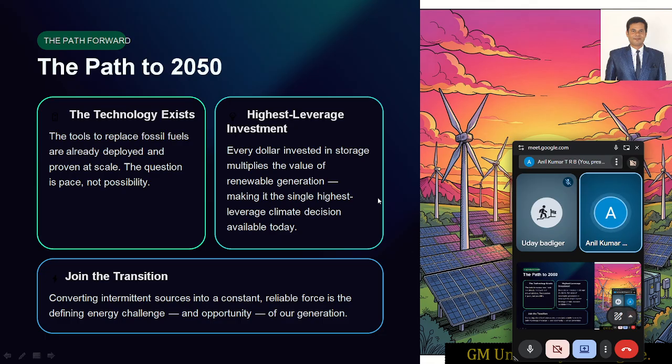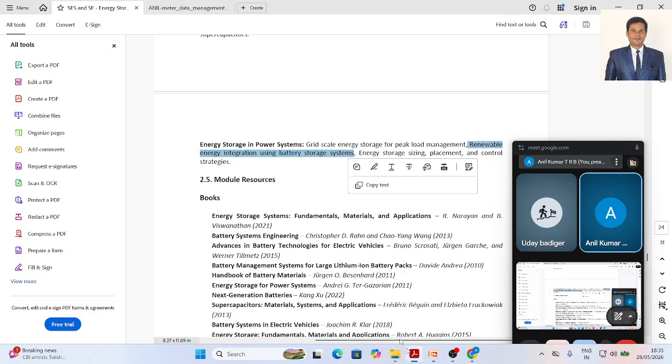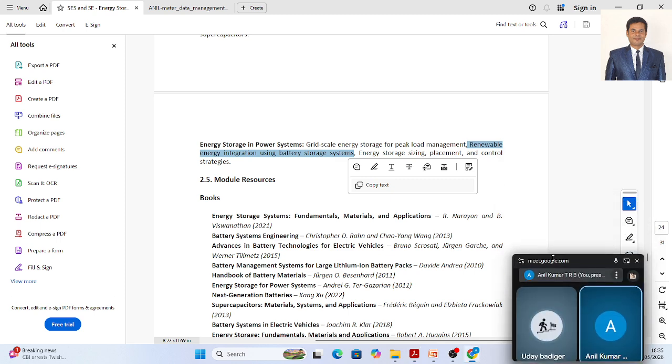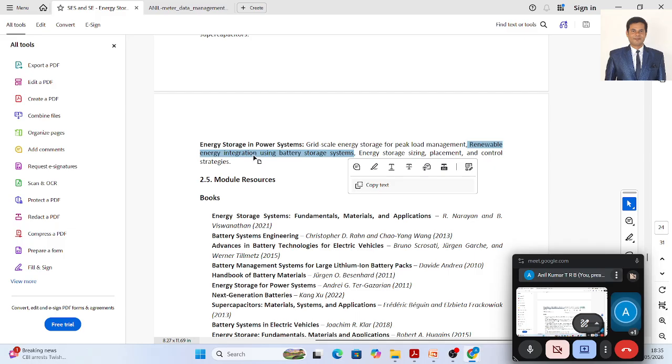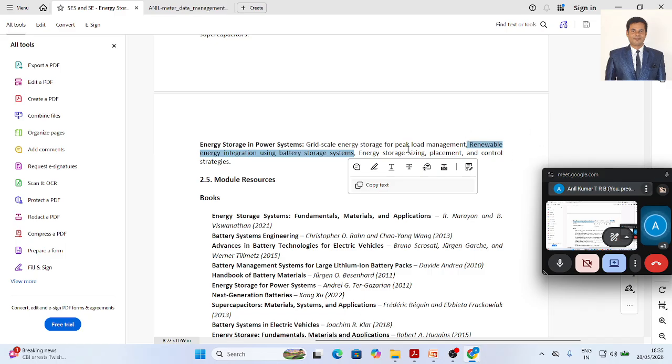That is what we studied in the integration of renewable energy with battery storage. That is actually our topic, isn't it? That is the topic we have discussed in today's session. Yes, sir. Renewable energy integration using battery storage systems, correct. So if you want to store the energy, go for renewable energy.